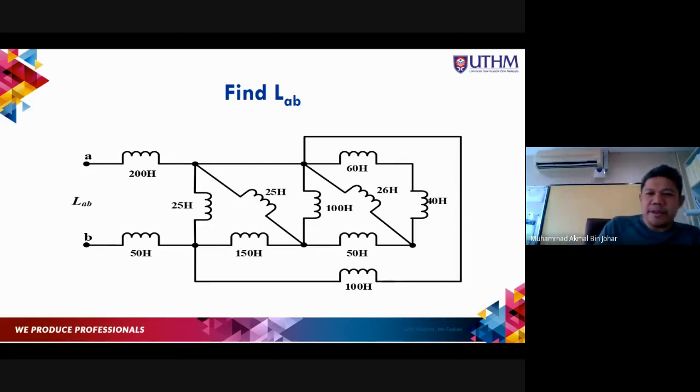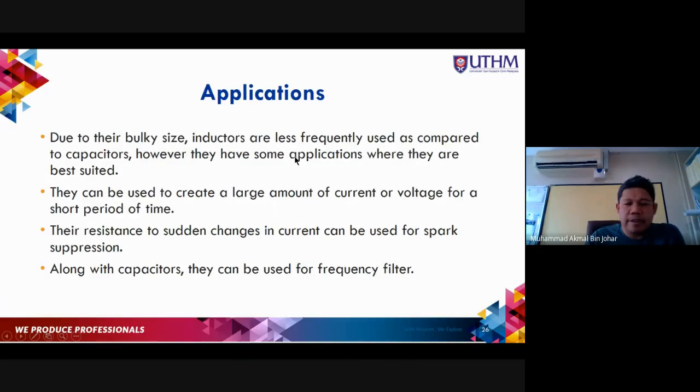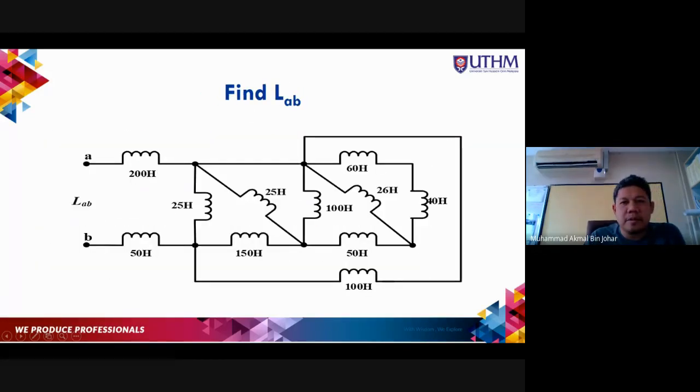Okay. So LAB is 267.84. Let's see. So let's try to solve it. So kita selesaikan yang ini, yang series dahulu. 60 campur 40 will be 100. So 100 parallel with 26, and then this will be parallel to with the 100, and then you add up.